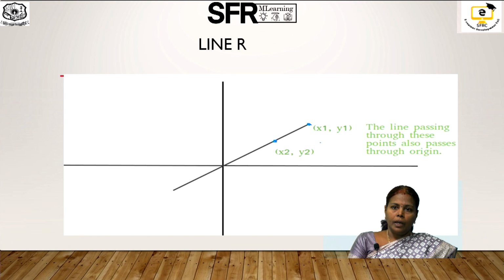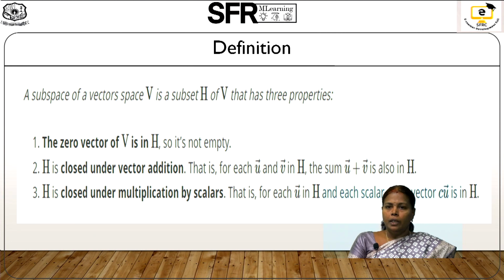In this we are having x1, y1 as a coordinate and x2, y2 as a coordinate. Here we are having the vector addition as x1 plus x2 and y1 plus y2. In that way the scalar multiplication is also possible in this line, a line which passes through the origin in R power 3. So, it is also a subspace of R power 3. Next slide.